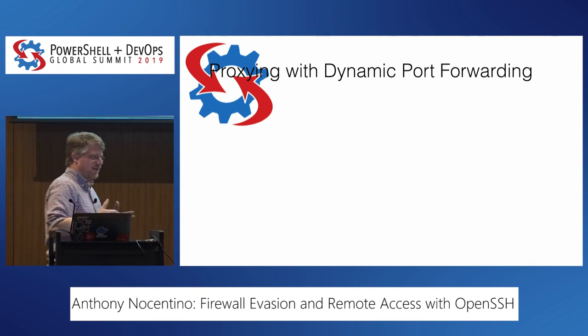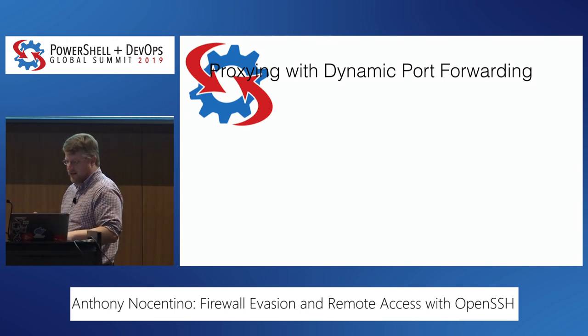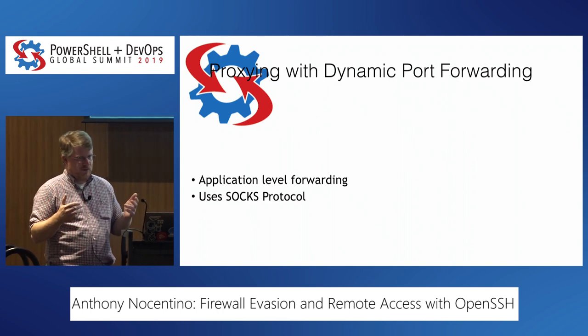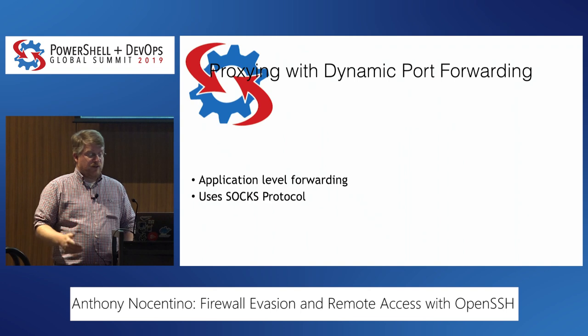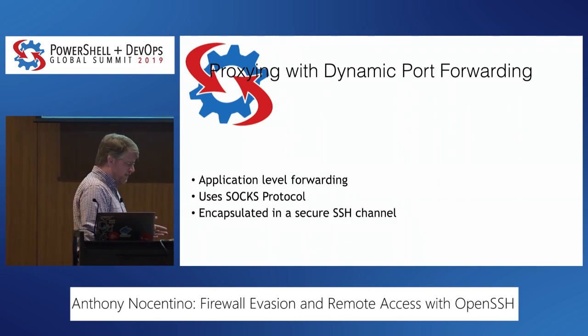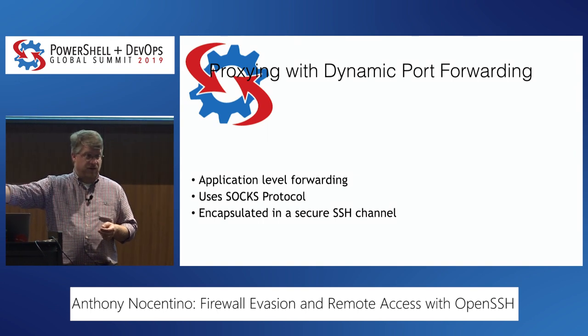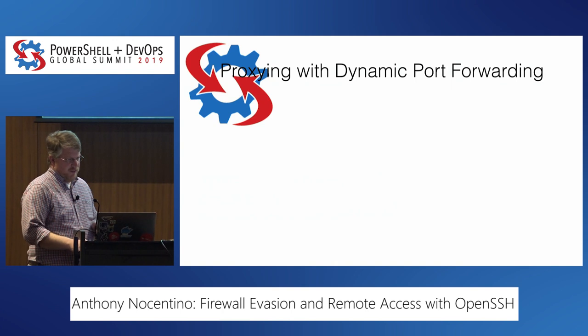So proxying with dynamic port forwarding. This is going to be the scenario where I want to have application level forwarding leveraging what's called a SOCKS proxy. Who's gone into their web browser and configured a proxy server before, right? Well, we're going to do that, but we're going to do that by sending our traffic over an SSH tunnel, basically to emulate like we're coming from another host on our network, right? And so let's look at this visually and how it really lays out.